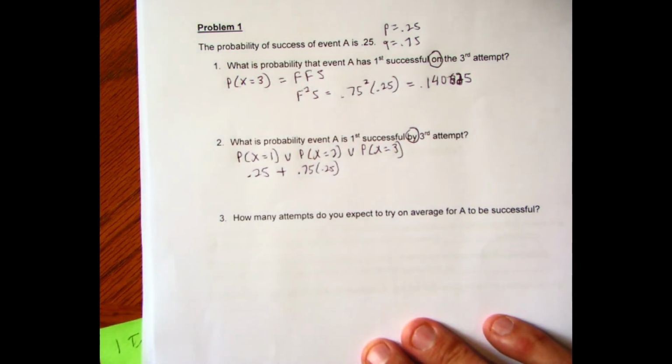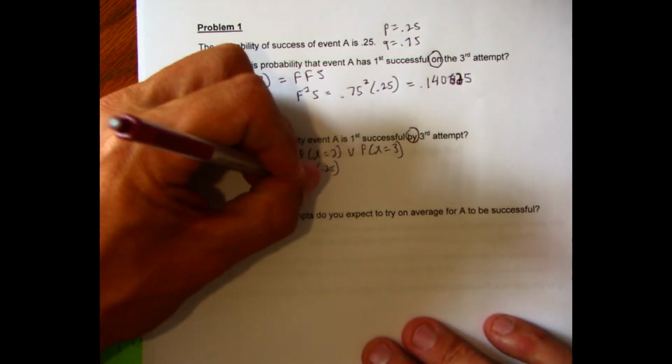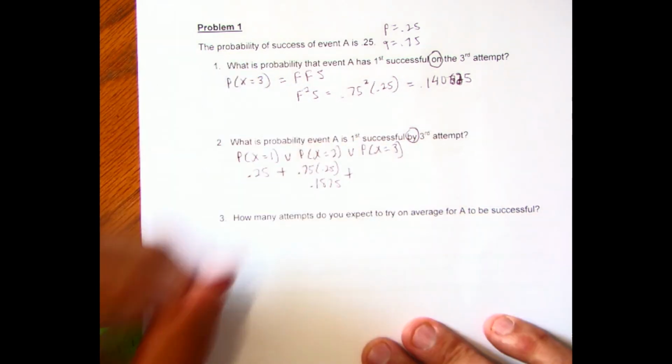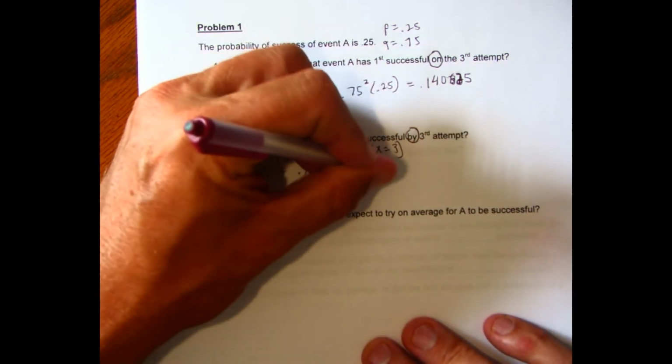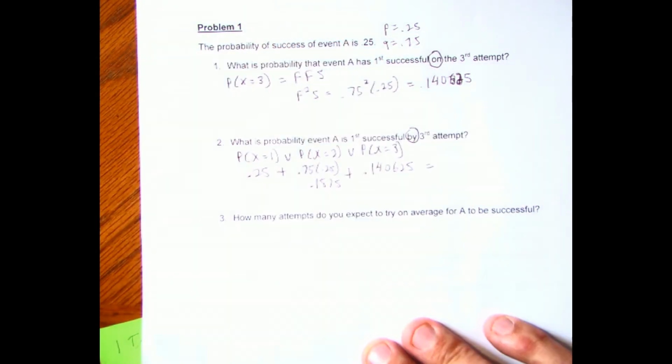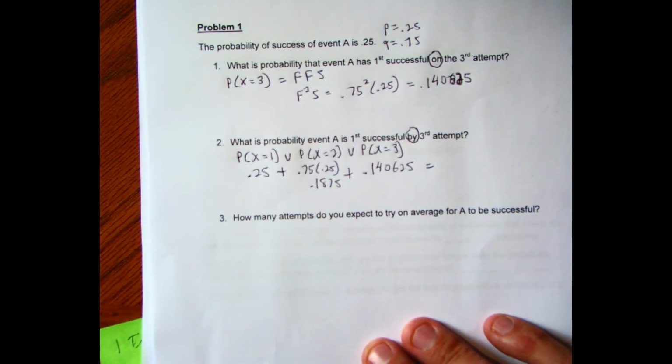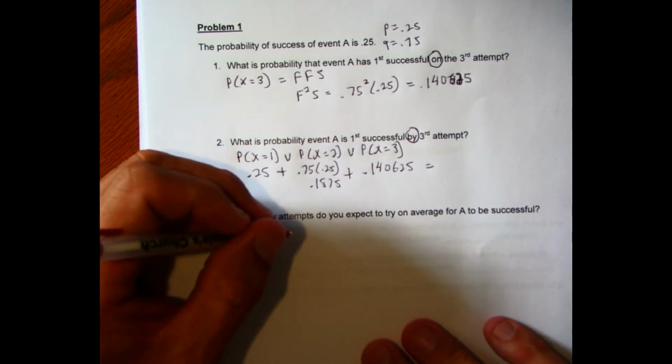And that comes out to 0.1875. And for the third attempt we did up here, so that's 0.140625. So if we add these up, we get 0.578.